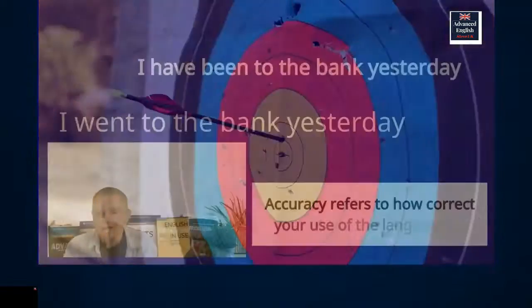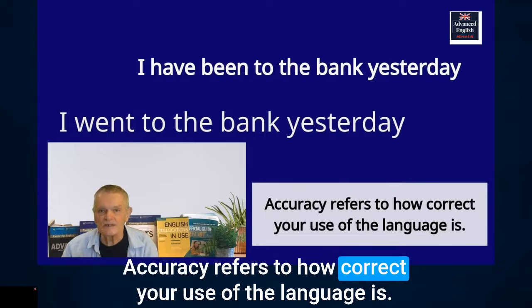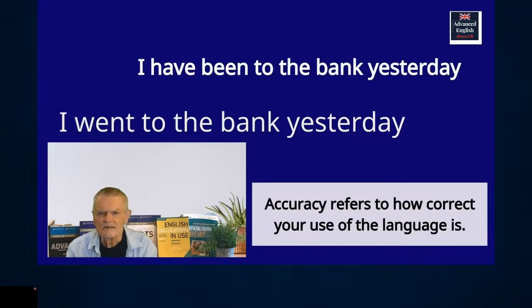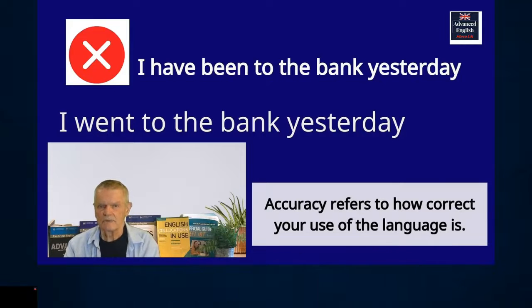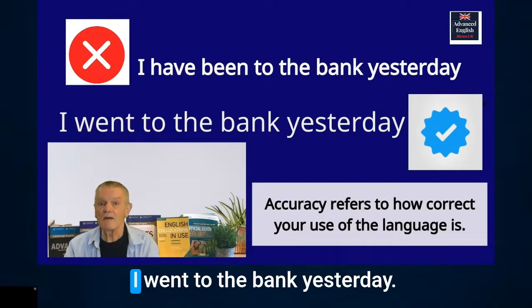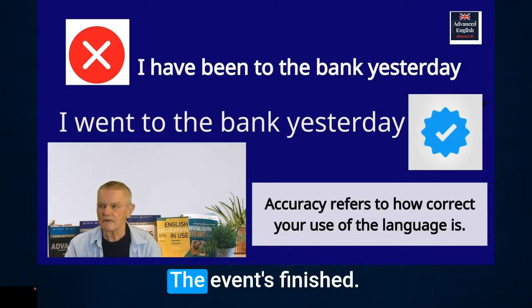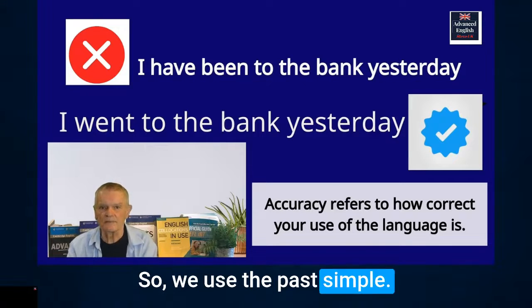Accuracy. Accuracy refers to how correct your use of the language is. So, of course, we don't say, "I have been to the bank yesterday." We don't use present perfect, do we? No, we use past simple. "I went to the bank yesterday." The event's finished. So, we use past simple.